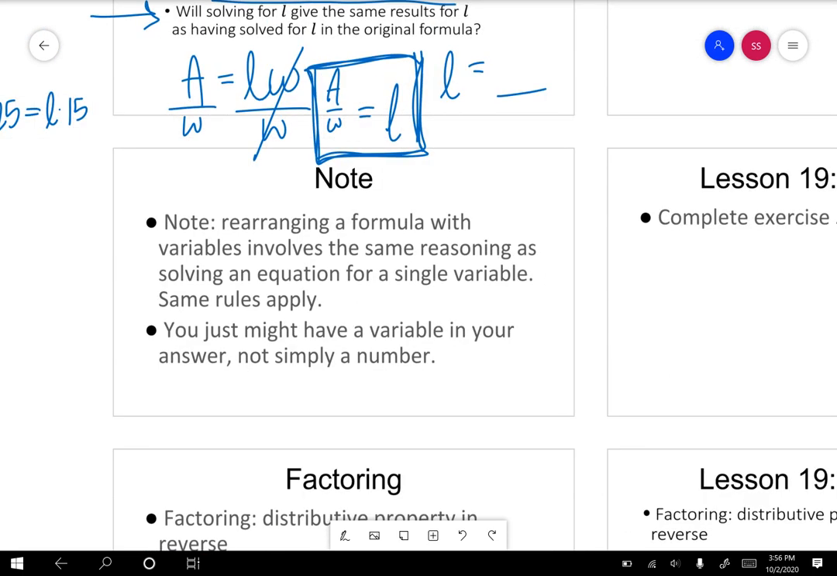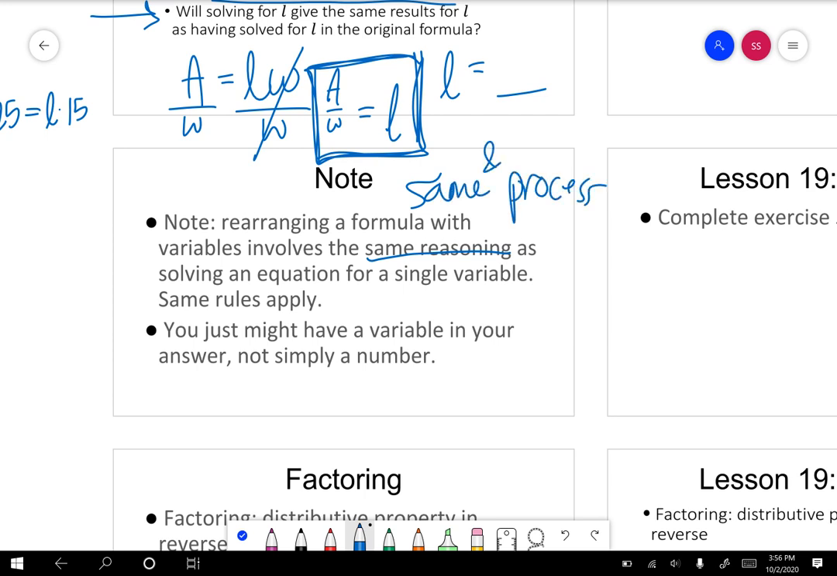Okay, so again, just to re-emphasize this, rearranging a formula with variables involves the same reasoning and same process as solving an equation would be with a single variable. The same rules apply, right? You just may have more than one variable in your answer instead of just a number, right? So I'm going to keep emphasizing that throughout this lesson, okay?